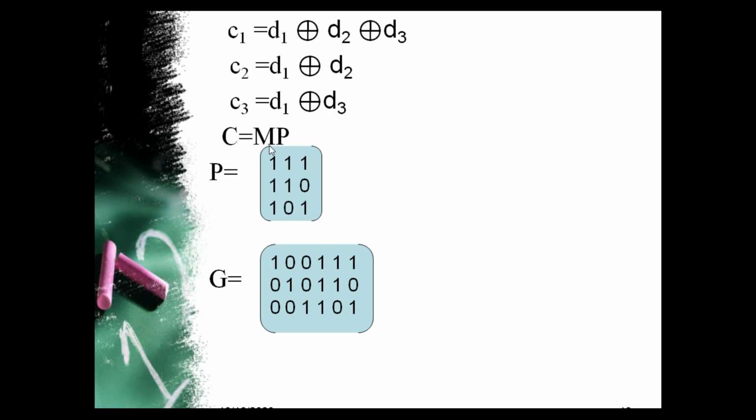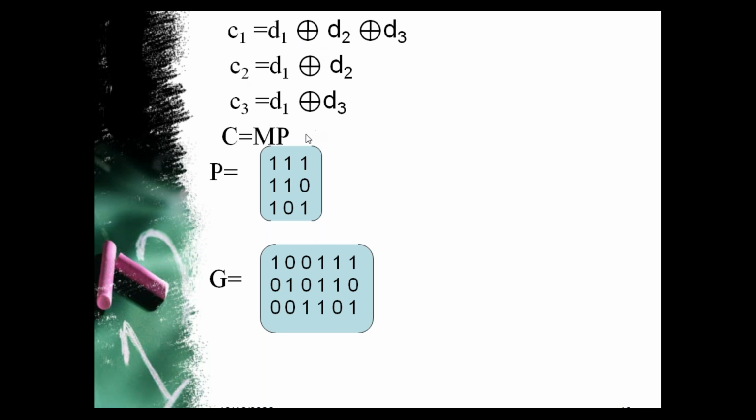Then only D1 into 1 plus D2 into 1 plus D3 into 0. That is the equation for the second check bit, C2 equal to D1 plus D2. Similarly, we can write the third column of the P submatrix from this check bit equation, C3 equal to D1 plus D3, 1, 0, 1. Okay, therefore here we have obtained the P submatrix from this check bit equation.